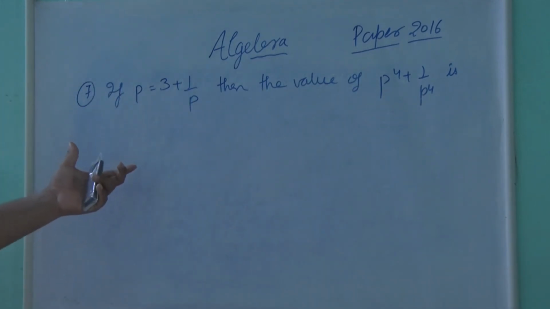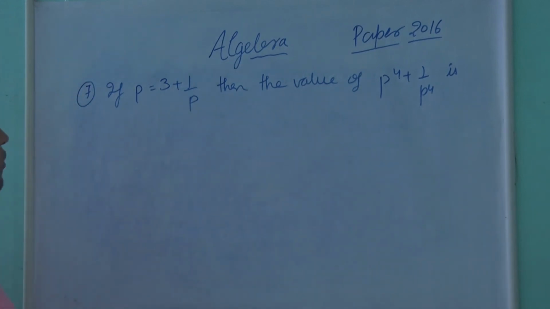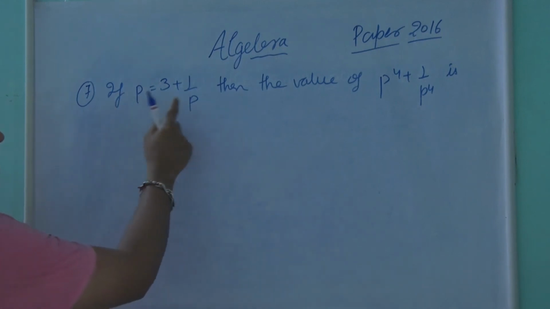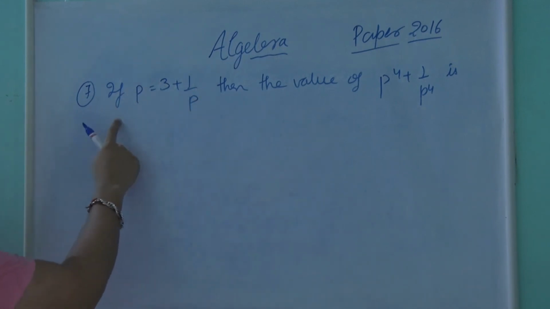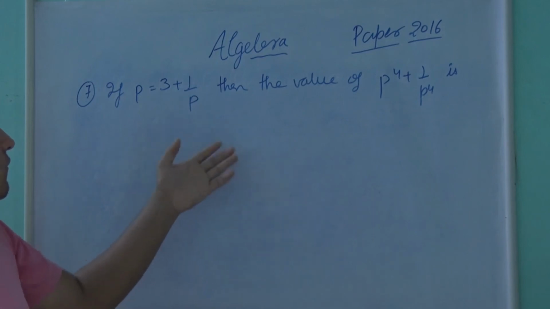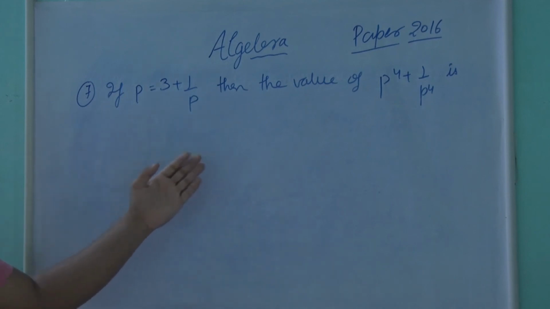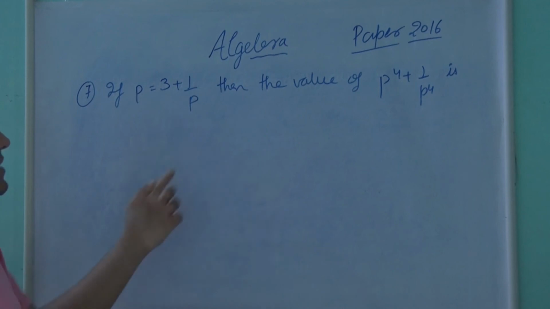With this question you can easily find out the value of p to the power 4 plus 1 upon p to the power 4. If we go by the direct method and take 1 upon p to this side, it becomes p minus 1 upon p equals 3, and with that we have to find the value of p plus 1 upon p. P plus 1 upon p equals root a square plus 4, because we have a plus sign on this side. So it will become root of 9 plus 4, that is root 13.